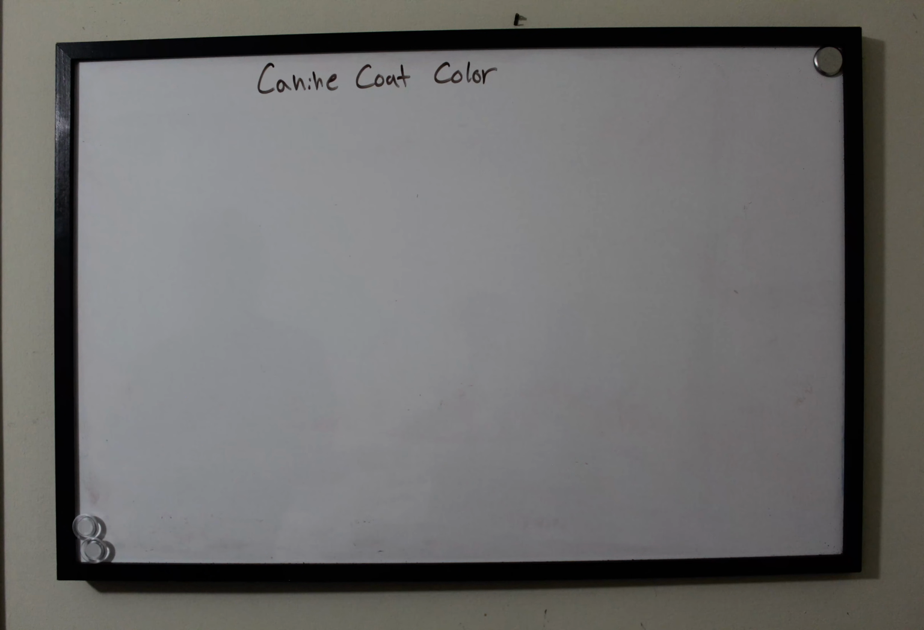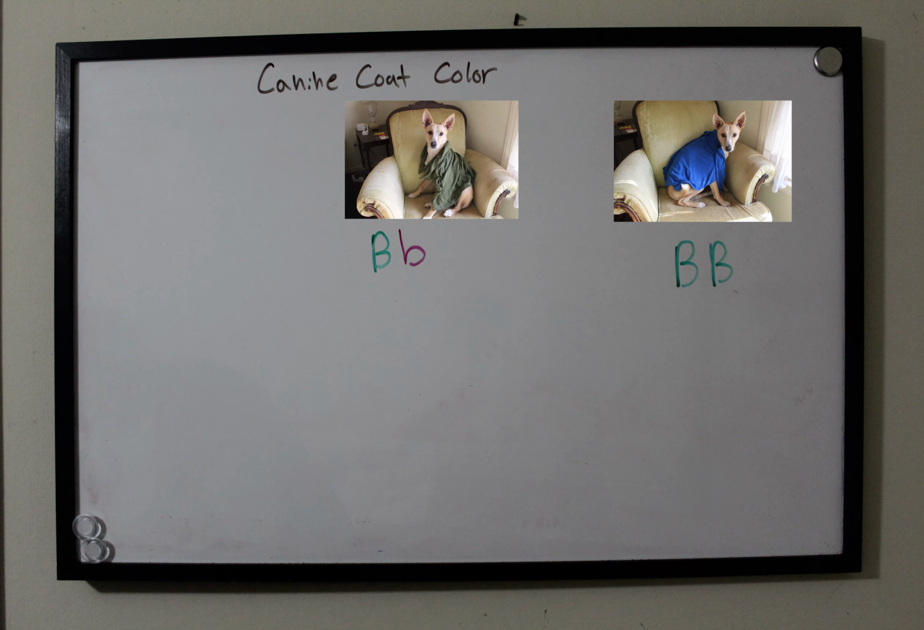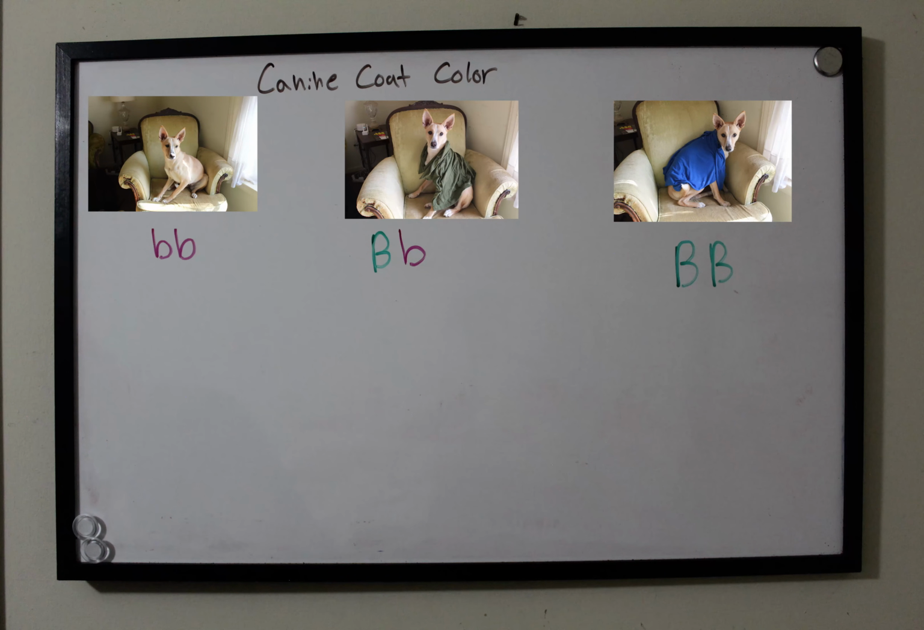Let's do a fictional example with canine coat color to demonstrate this point of the Hardy-Weinberg equilibrium and how we can test for it. In this example, our homozygous dominant dog has a blue coat, our heterozygous dog has a green coat, and our homozygous recessive dog has a yellow coat. I'll quickly assign our P's and Q's to our alleles so that we don't lose track.